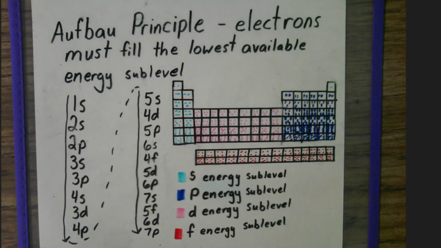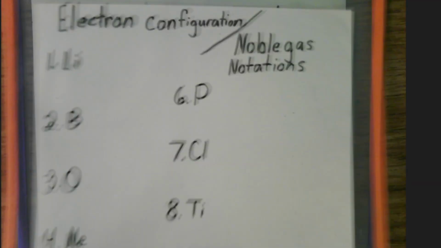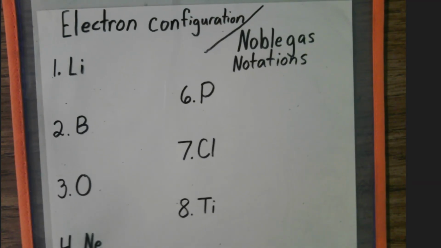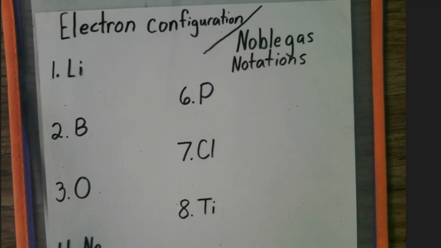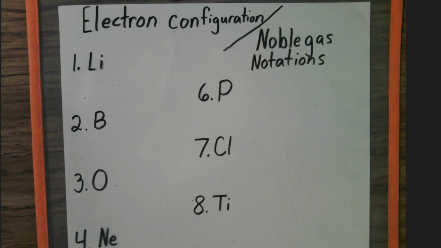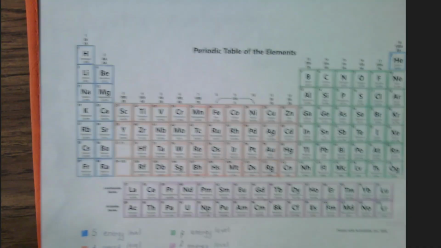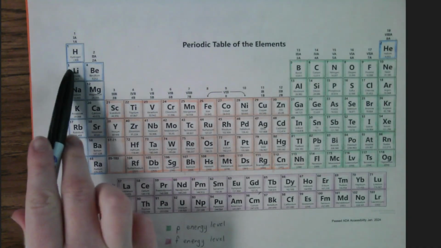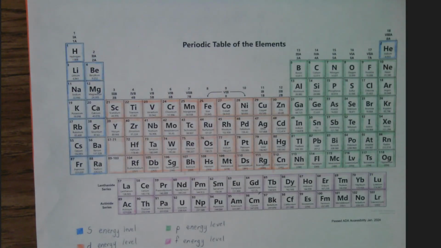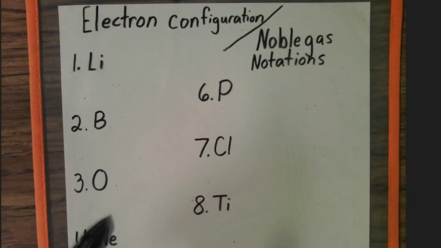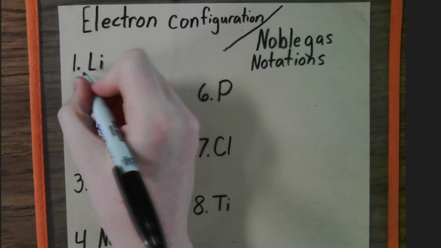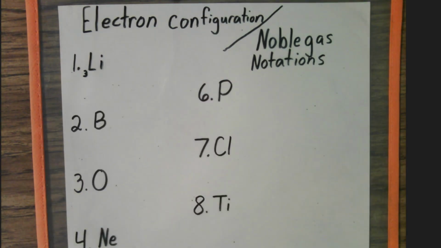So, let's do an example. We'll do a couple. Lithium's electron configuration, try and say that 10 times fast. The first thing we're going to have to do is find it on the periodic table. Luckily enough, I have a periodic table. Lithium has 3 electrons. Since it has 3 electrons, we're going to have to fill those orbitals up with the 3 electrons. I'm going to remind myself how many electrons lithium has by writing a little 3 there.